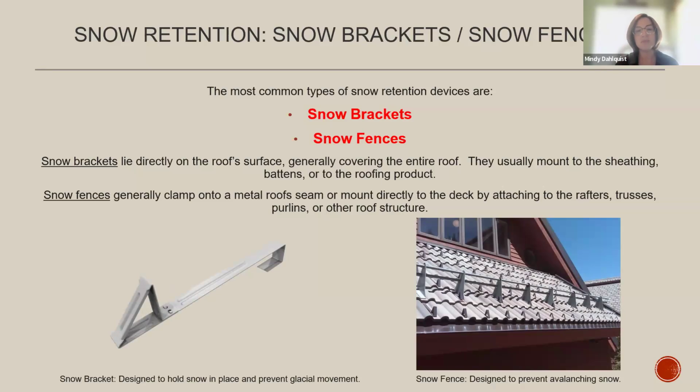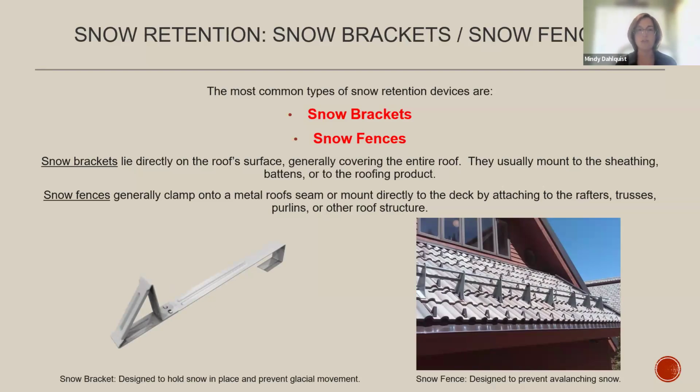So the common types of current modern day snow retention devices are snow brackets and snow fences. Snow brackets are also known as snow stops, snow cleats, snow clips, whatever you want to call them, that's perfectly fine. For today's presentation, we'll call them snow brackets. They lie directly on the roof surface. Generally, a bracket will cover the entirety of the roof. So they usually will mount to the sheathing, the battens, or the roofing product itself.